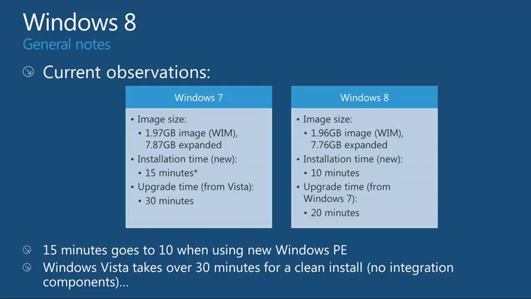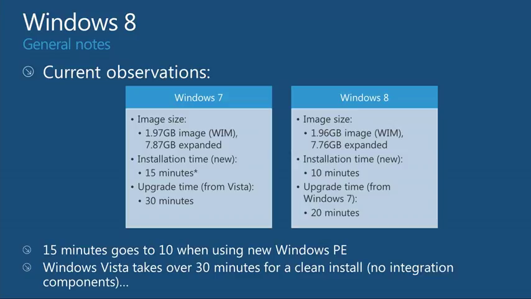I mean, upgrades could take 4, 5, 6 hours to complete when we were going from Windows Vista to Windows 7. Very painful. But going from 7 to 8 should be, in most cases, on most reasonable hardware, under an hour process.